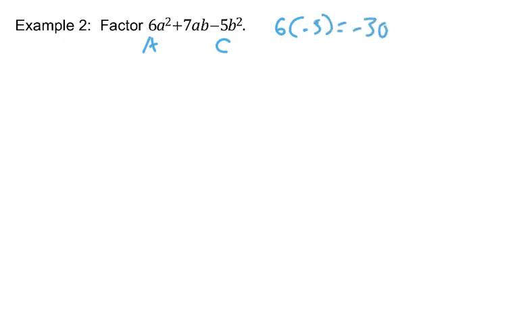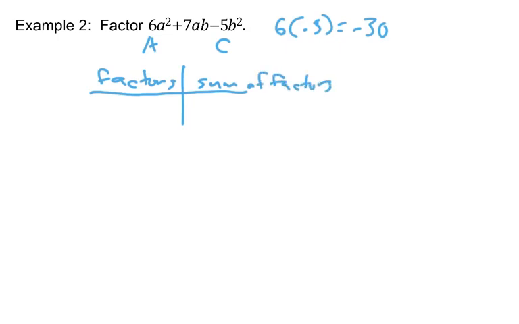And what you're looking for is two factors that would give you a product of that negative 30, but also would give you a sum, when you add the two factors together, of the middle coefficient. That's what you're aiming for. Two numbers whose product is negative 30, but whose sum, in this case, would be 7.